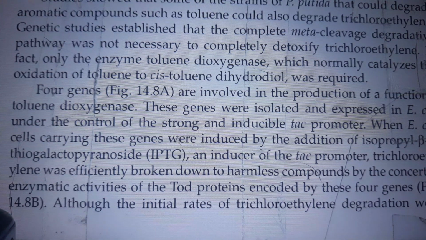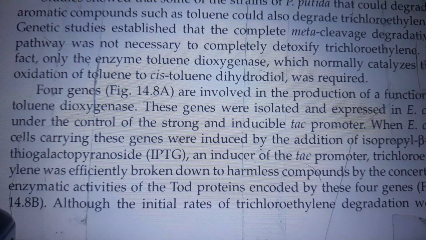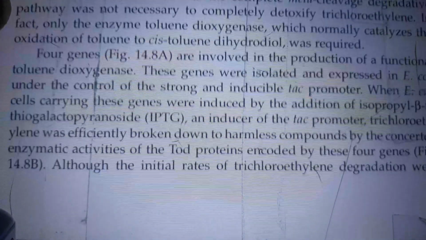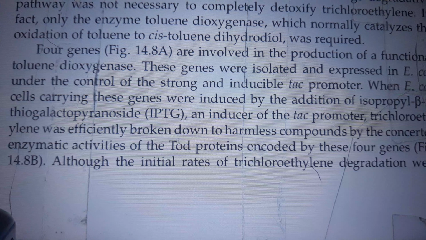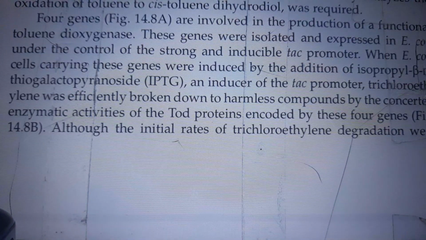Studies showed that some of the strains of P. putida that could degrade aromatic compounds such as toluene could also degrade trichloroethylene. Genetic study established that a complete meta-cleavage degradative pathway was not necessary to completely detoxify trichloroethylene. In fact, only the enzyme toluene dioxygenase, which normally catalyzes the oxidation of toluene into cis-toluene dihydrodiol, was required. Four genes are involved in the production of a functional toluene dioxygenase.